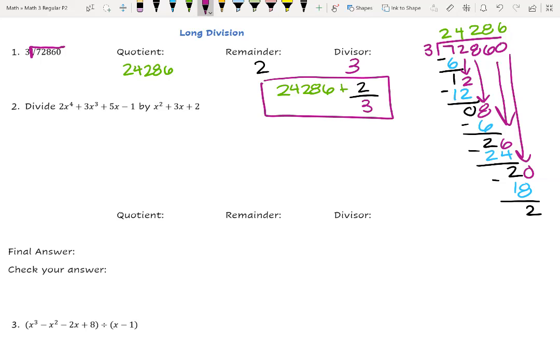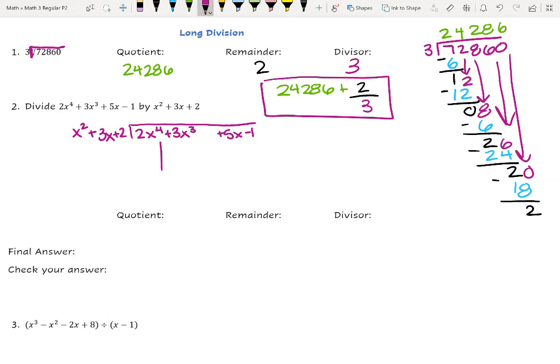All right, now let's see if we can apply that to polynomials. So what I am dividing by goes outside of this division, so I'm going to have my x squared plus 3x plus 2 on the outside, and I've got the 2x to the 4th plus 3x cubed. I've got a plus 5x and a minus 1. Now I left a gap here for a reason.